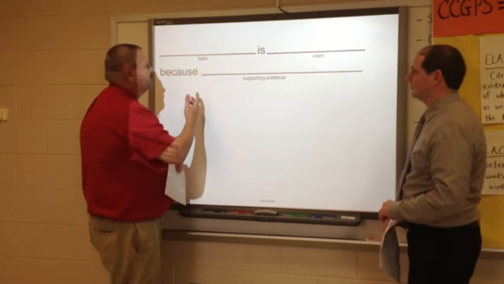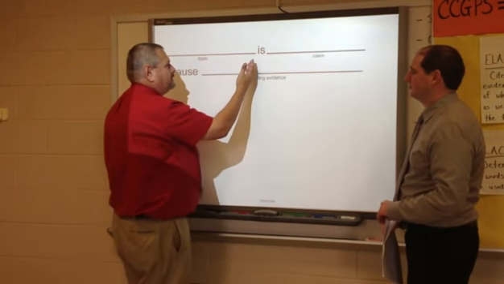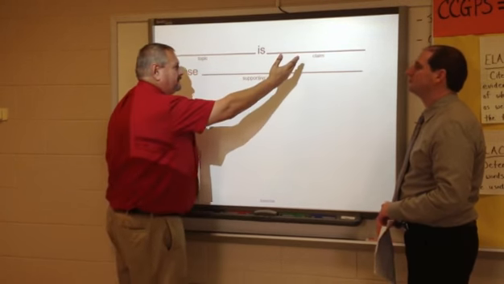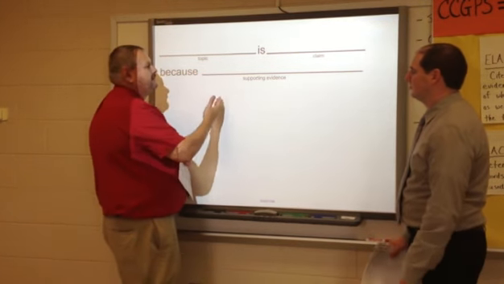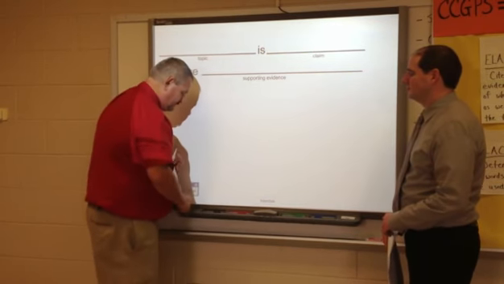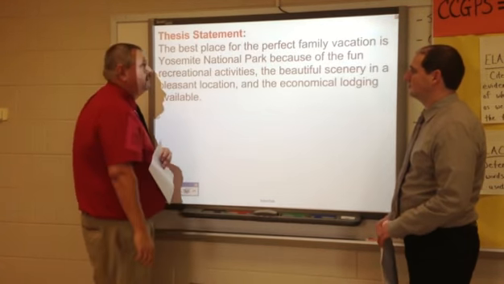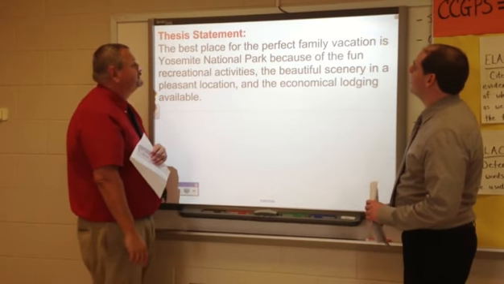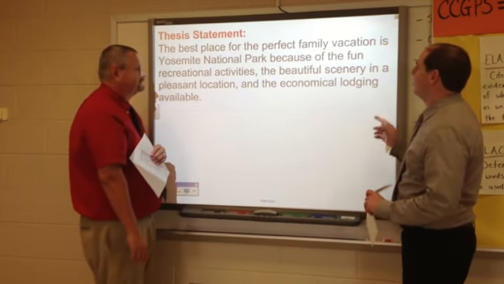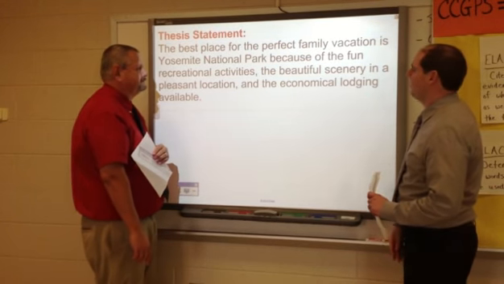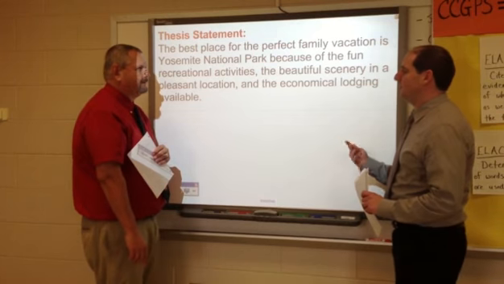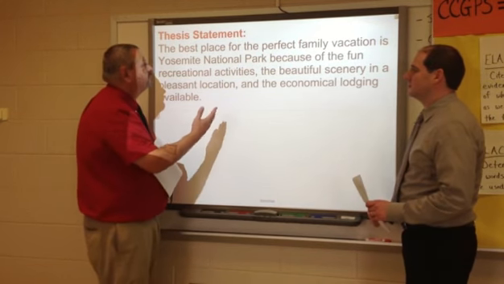So they can do that. They can say, oh, well, the topic is this. So they write the topic in. All right, the topic is, what was my claim? That Yosemite National Park is the best place for a family vacation. What evidence did I have? Well, we gave them the economical lodging, the activities. So their thesis statements look like this. The best place for the perfect family vacation is Yosemite National Park because of the fun recreational activities, the beautiful scenery and a pleasant location, and the economical lodging available. So here we have something they can use and work with.